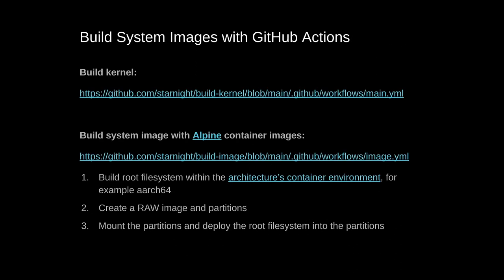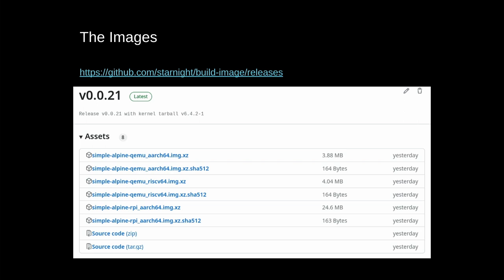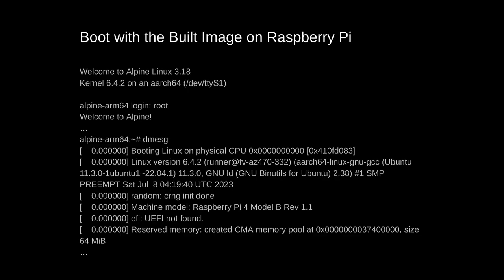I've already built a kernel on GitHub using GitHub Actions CI, and also built a system image with the Alpine container images in my GitHub repository build-image. And this is the same as the build steps just mentioned before. If you want more information, you can check out these two repositories for more detail. And I use GitHub to release my images as well. It released QEMU ARM64, RISC-V 64, and Raspberry Pi ARM64 images. And here is the demo video.